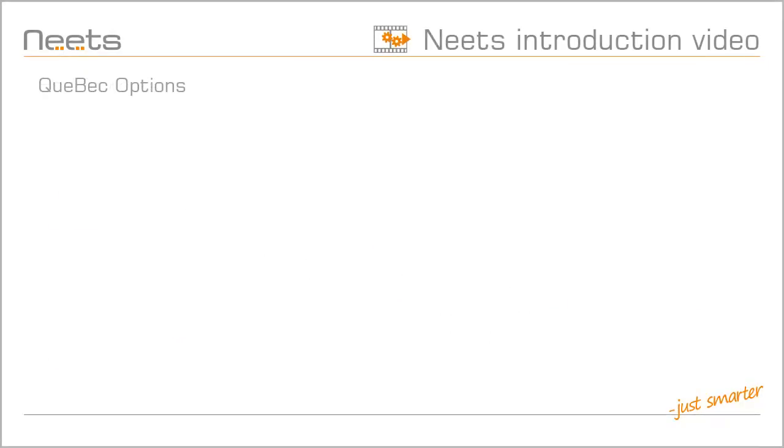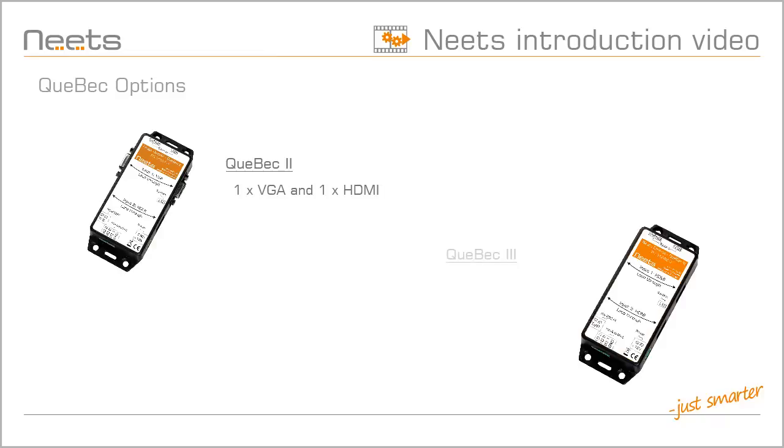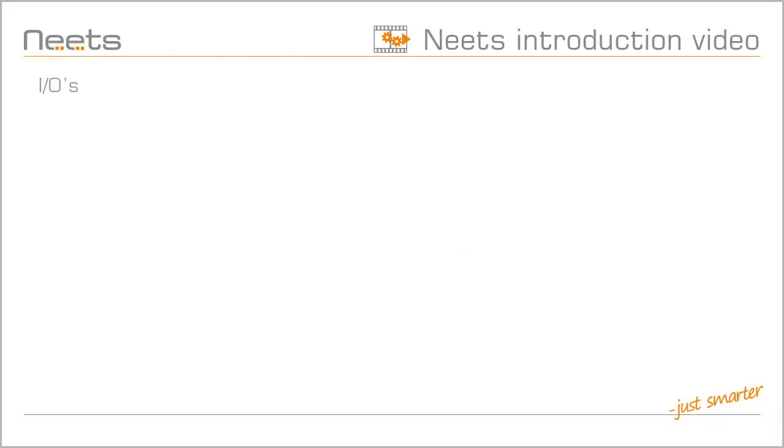The QueBec comes in two variants. QueBec 2 has one VGA port and one HDMI port. QueBec 3 has two HDMI ports. Both QueBecs have one port that can be used as an RS-232 or infrared and three I/O ports. The I/Os can be used for a variety of equipment.